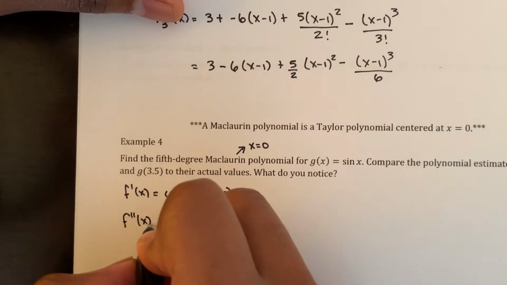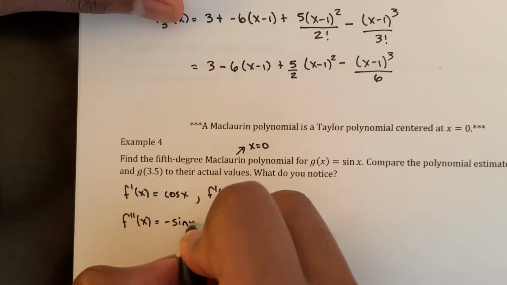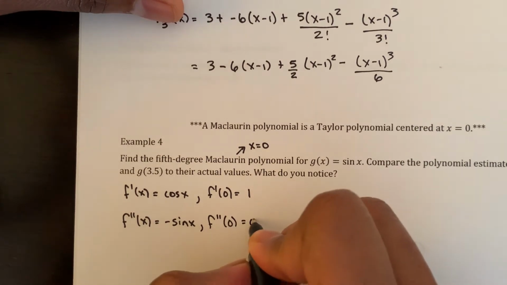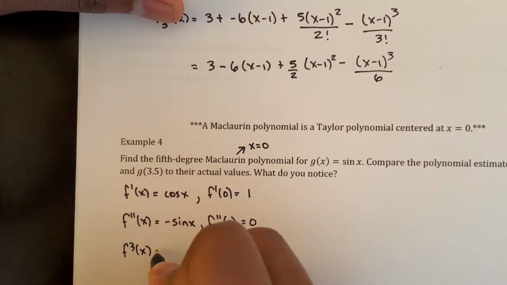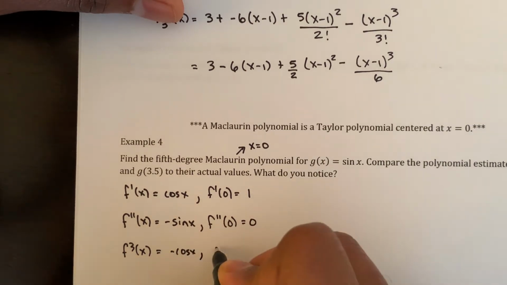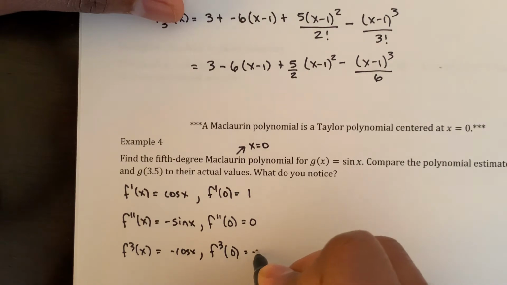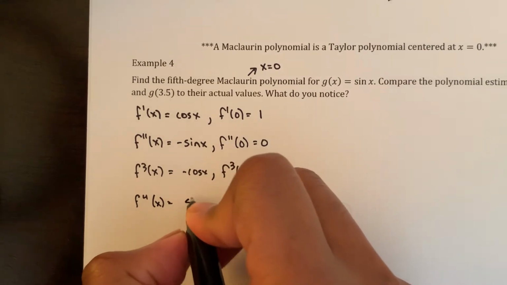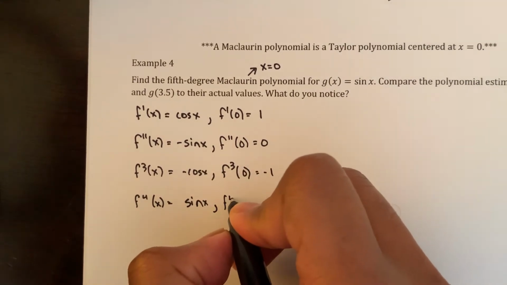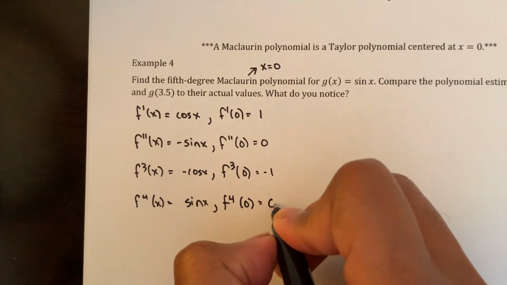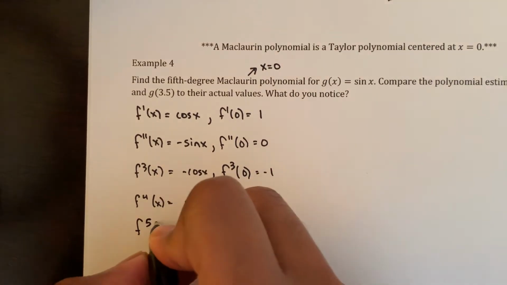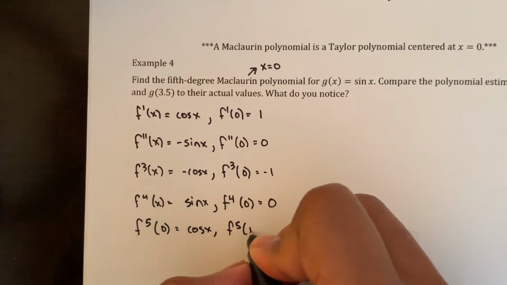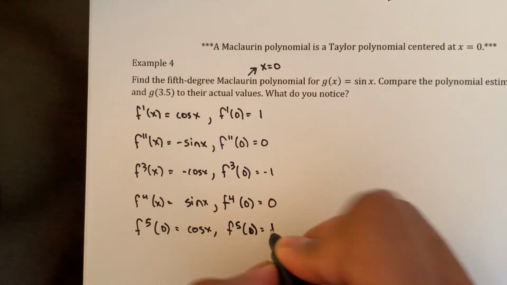The second derivative for cosine, the second derivative is going to be negative sine x. F double prime of 0 is 0. The third derivative is negative cosine x. So the third derivative at 0 is negative pi. The fourth derivative is sine x, and the fourth derivative at 0 is equal to 0. And finally, the fifth derivative is going to be cosine x, and f5 of 0 is equal to 1.